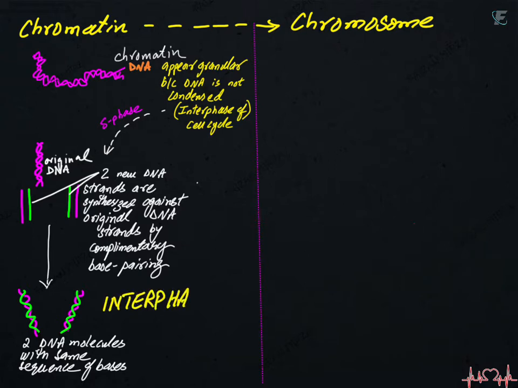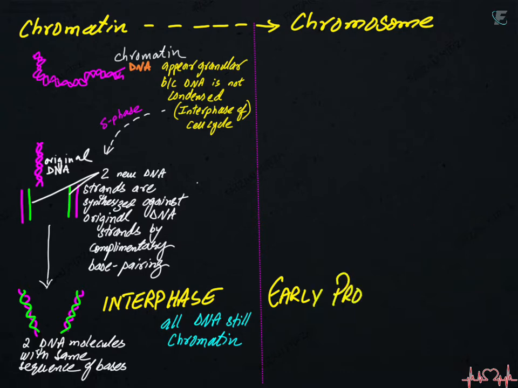The two DNA molecules with the same sequences of bases will be formed, and all this would occur already when the cell is in interphase, and still all the cell DNA will still be in chromatin. So this entire thing is occurring in interphase. What happens in early prophase?